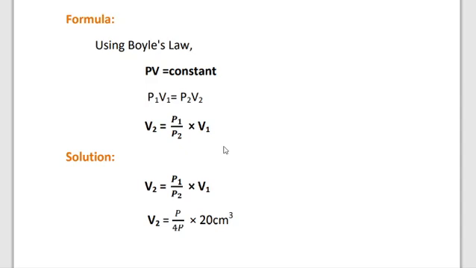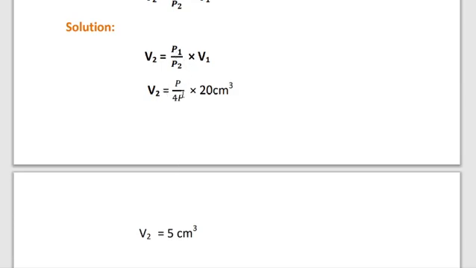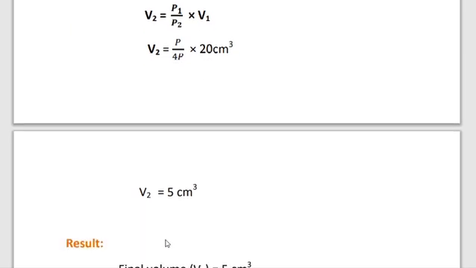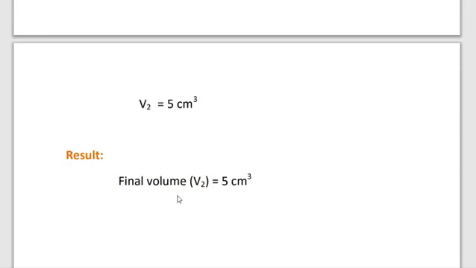Then substitute the values: P1 is the initial pressure P, P2 is 4P, that is compressed 4 times, and V1 is 20 centimeter cube, in the above equation. So we get V2 equal to P by 4P into 20 centimeter cube. Here pressure P and P cancel. So 20 and 4 cancel with 5. So 5 centimeter cube. V2, the final volume, is equal to 5 centimeter cube. So we write the result: final volume V2 equals 5 centimeter cube.